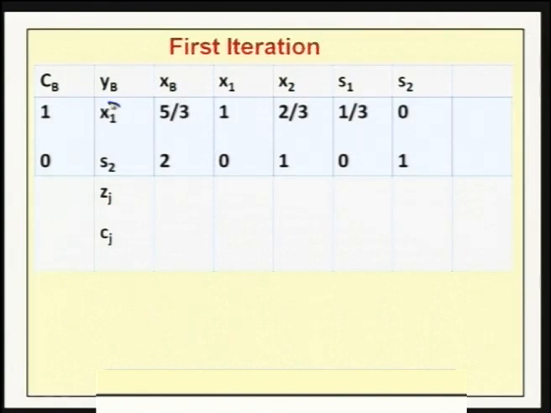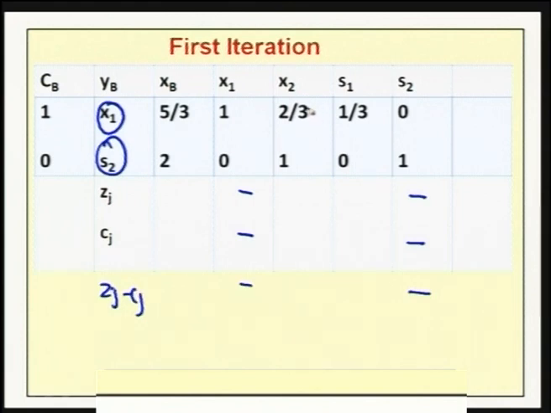Now, again we have to check the optimality for this condition. Here x1 and s2 are the basic variables. Therefore, for x1 the zj minus cj value will again be 0, so no need to compute this. Similarly, for s2 no need to compute the zj minus cj value. Now, for x2 our z2 is 1 into 2 by 3 plus 0 into 1, which is 2 by 3.